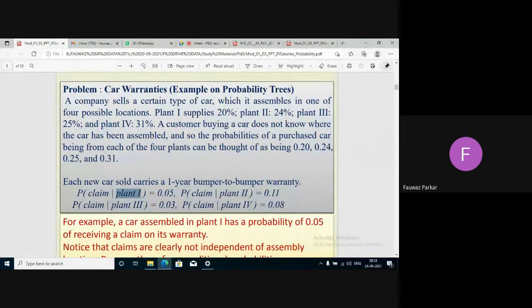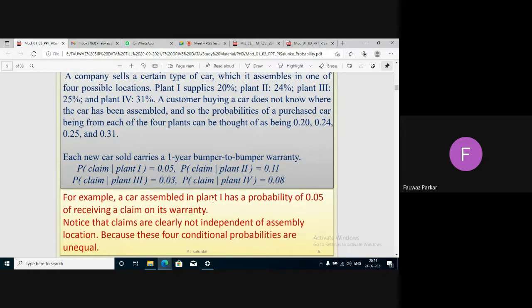That means out of 100 cars manufactured in plant 1, 5% or 5 cars will have a claim associated with them in the first year. When the customer buys the car, in the first year there may be some defect: 5 cars out of 100 from plant 1, 11 cars out of 100 in plant 2, 3 cars out of 100 in plant 3, and 8 cars out of 100 in plant 4. So this information is already with us, and now we need to find the total claim. We'll see what the question is.